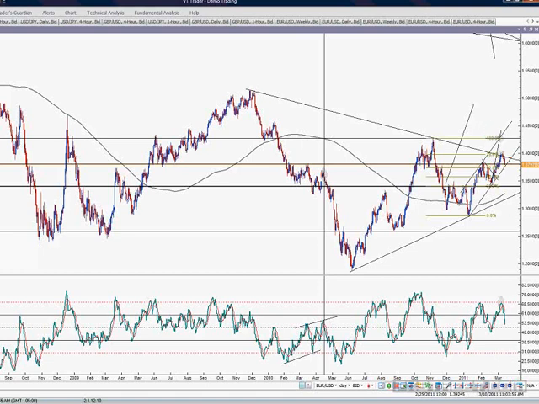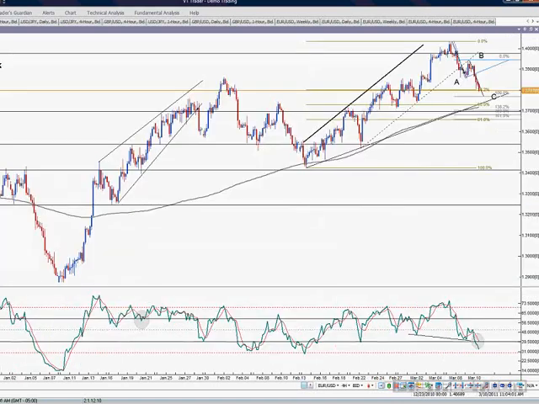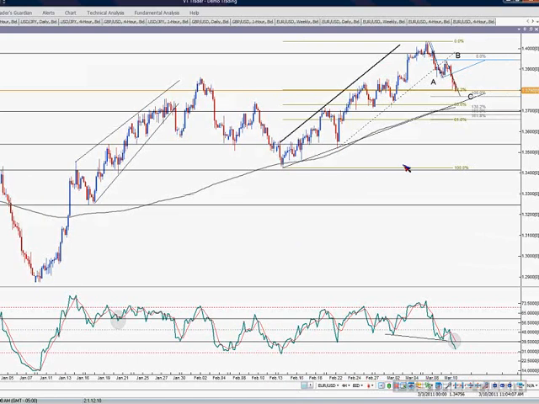So let's take a look at the 4-hour time frame. And another thing is, yes, I use multiple time frame analysis. You can't just look at one time frame. You have to see what is happening in the longer term perspective, and you also want to see the internal structure of the market.